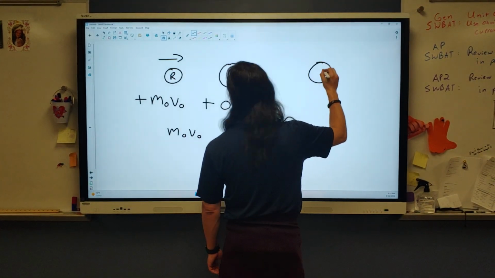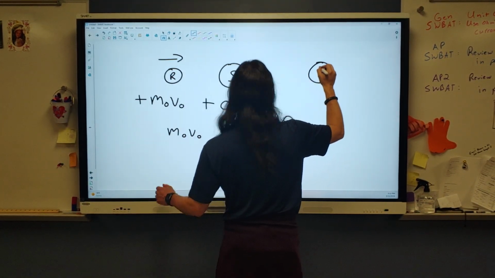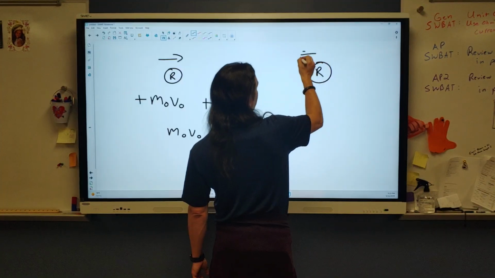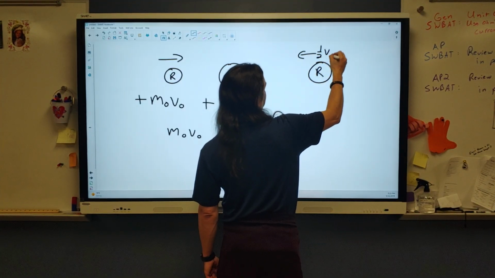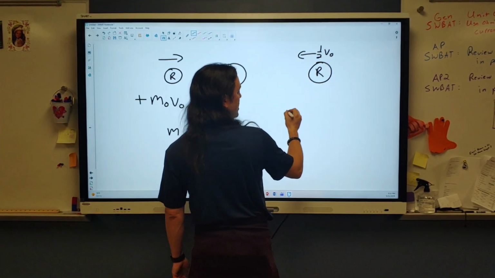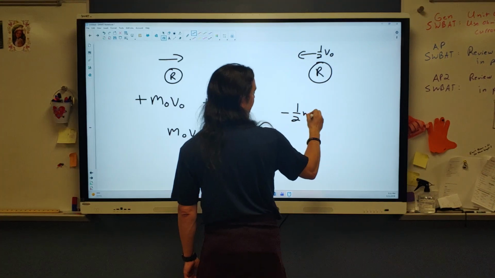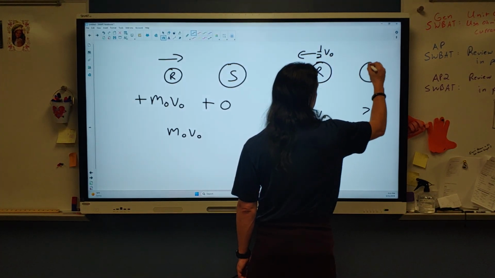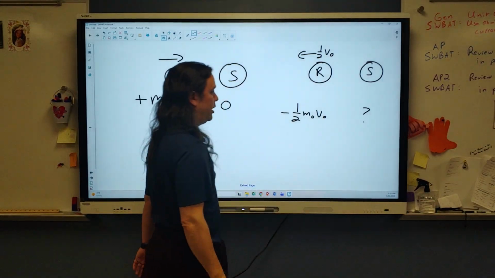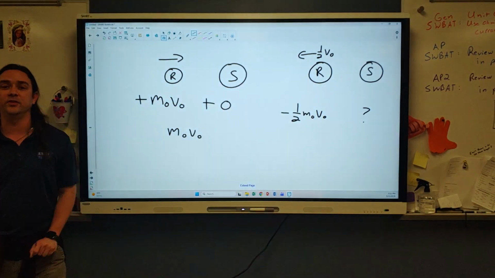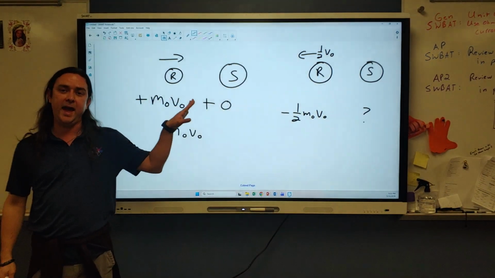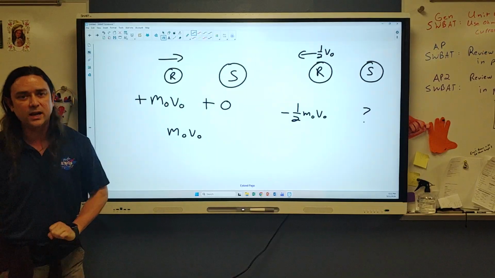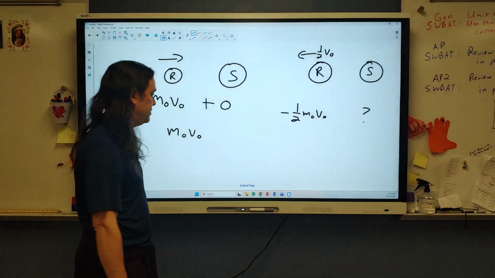Afterwards, I've got R moving backwards at 1/2 v naught. So it has negative 1/2 m naught v naught, and we have some unknown momentum for disk S, which we will come back to. In fact, the way that they've set this up is actually great because part A, when you complete it, will give you insight into how to go about working part B.